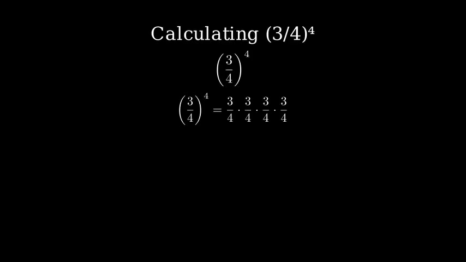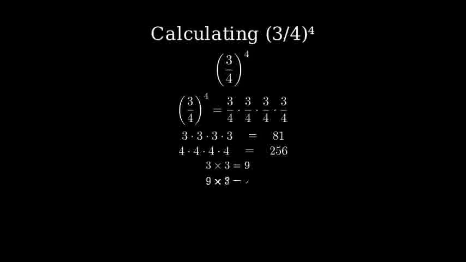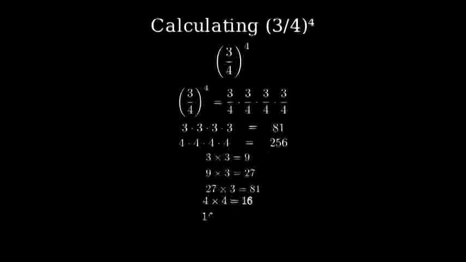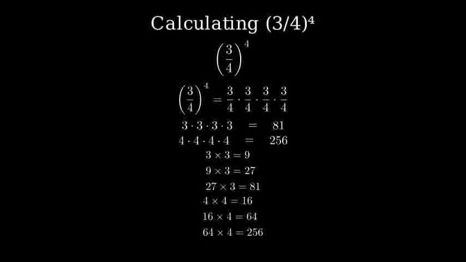To solve this, let's break it down into two parts. First, we'll multiply all the numerators together, which is 3 times 3 times 3 times 3. Then we'll multiply all the denominators together, which is 4 times 4 times 4 times 4. Let's solve each part. In the numerator, 3 times 3 is 9, times 3 is 27, times 3 is 81. In the denominator, 4 times 4 is 16, times 4 is 64, times 4 is 256.